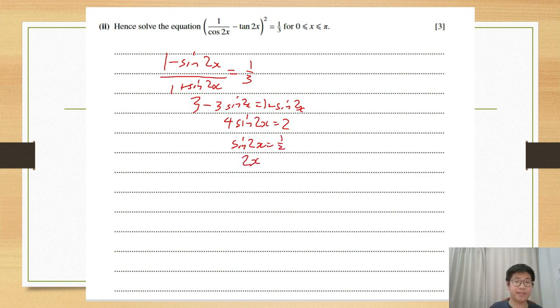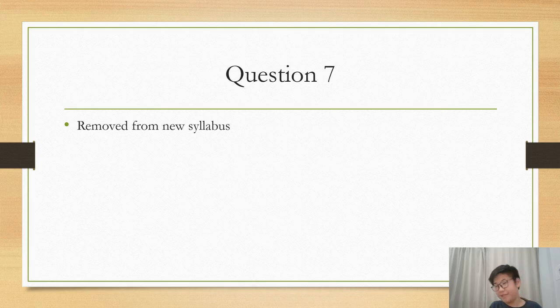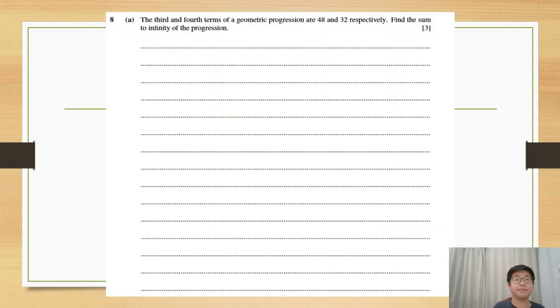So 2x, and then we have to find the values from 0 to 2 pi, because that's just the rule of mathematics. And then x equals pi over 12, 5 pi over 12. Sometimes you might just like to find the principal root, or if you want, just write both. Question 7 is removed on the new syllabus, so it's omitted. There, it just makes our lives easier, doesn't it?